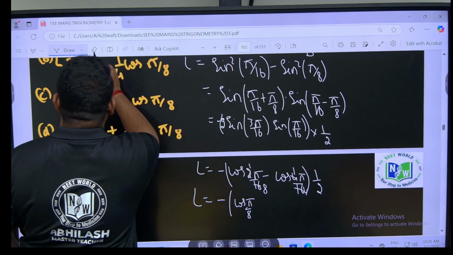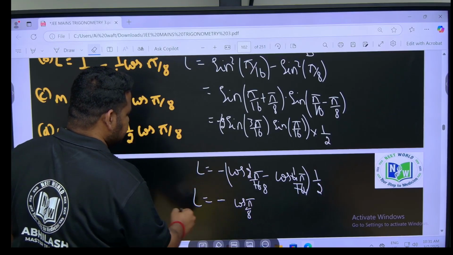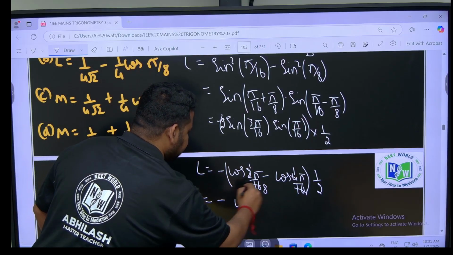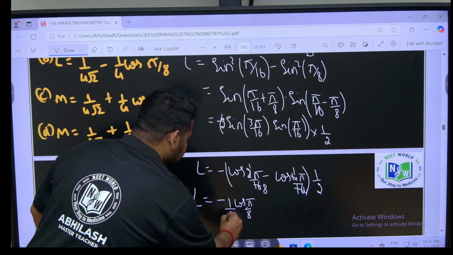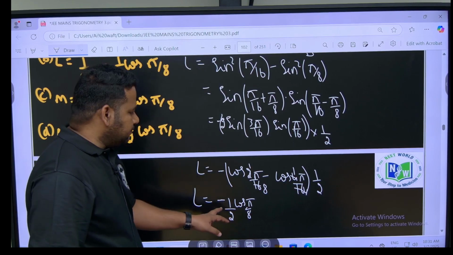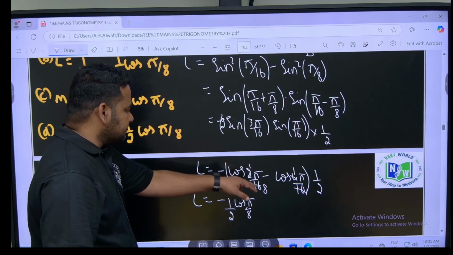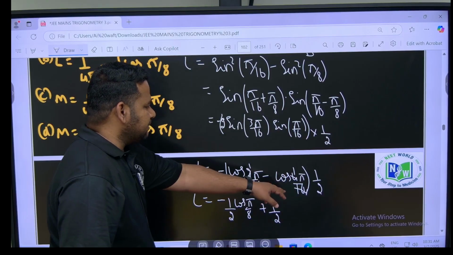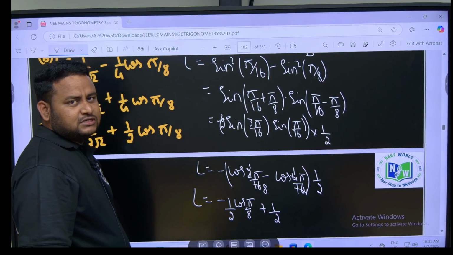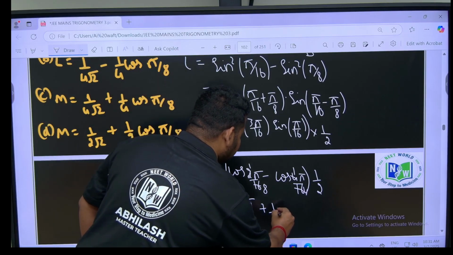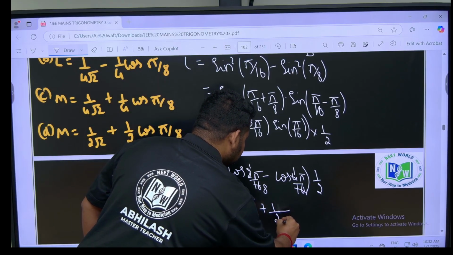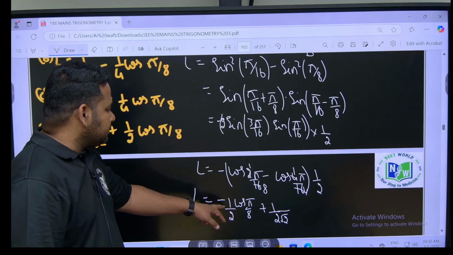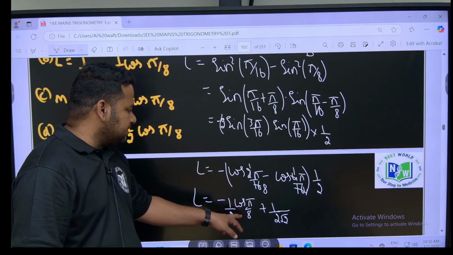Let me send the minus sign inside and remove the bracket. So 1 by 2 will multiply: minus 1 by 2 cos pi by 8, and minus into minus will become plus, multiplied by 1 by 2 with cos pi by 4. Cos pi by 4 is 1 by root 2, so this will be 1 by 2 root 2. So L is equal to minus 1 by 2 cos pi by 8 plus 1 by 2 root 2.